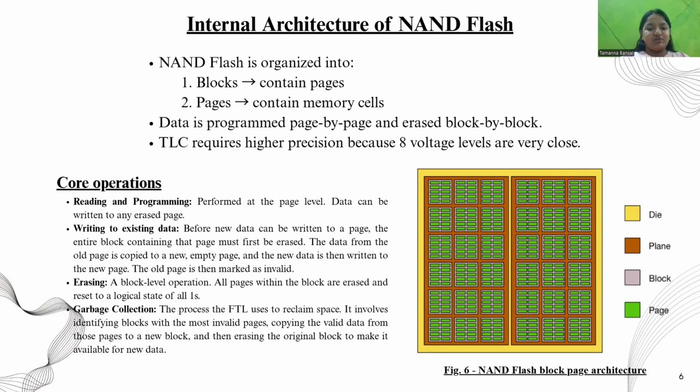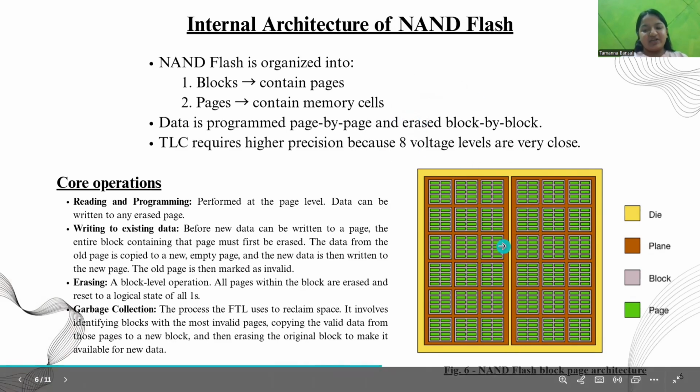And then garbage collection. The flash translation layer handles programming, erasing, garbage collection, and wear leveling. Because TLC uses 8 voltage levels, it needs higher precision for both programming and reading. This increases complexity but enables high storage density. Here you can see the NAND flash block page architecture, how this works.